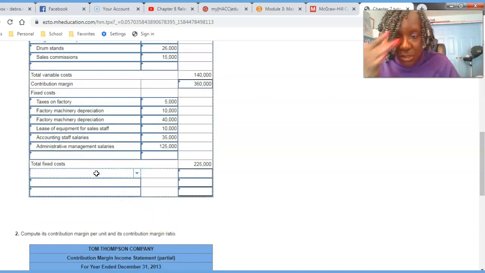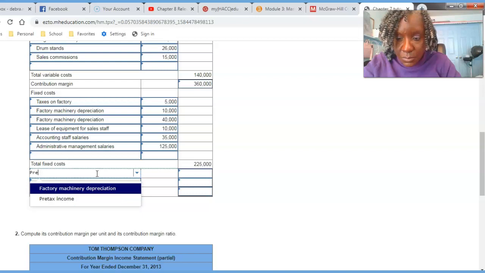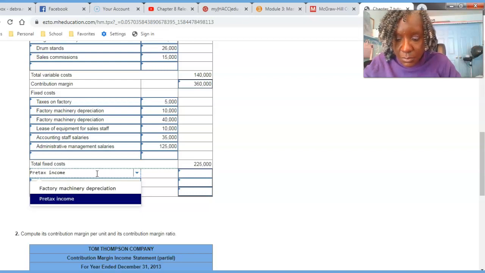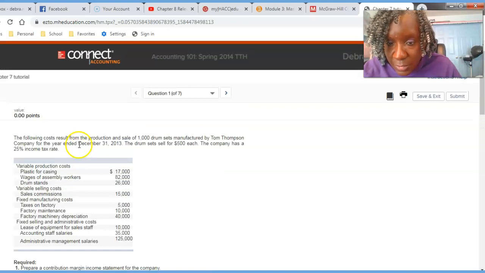What do we get once we take our fixed costs and add them to the equation? We're going to get our pre-tax income. And that's going to be the difference between our costs and our contribution margin. So in this case, it's 360,000, subtract 225,000 to arrive at $135,000. It's our pre-tax income.